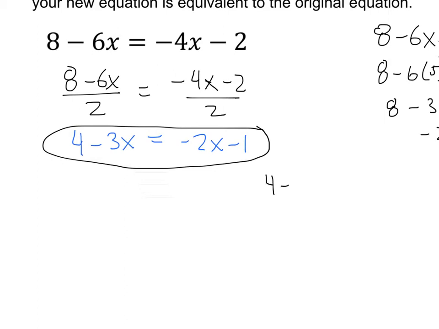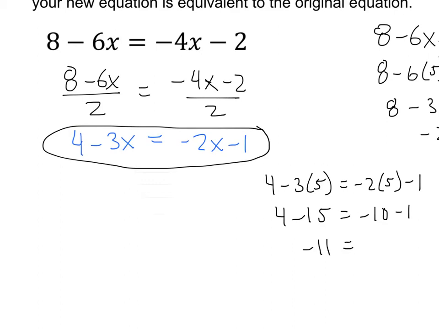So 4 minus 3 times 5 equals negative 2 times 5 minus 1. So this is 4 minus 15 equals negative 10 minus 1. 4 minus 15 is negative 11. And on the right-hand side, negative 10 minus 1 is negative 11. That is true. So 5 is still a solution. Okay, so as long as you do the same thing on the left and the same thing on the right, your new equation will be equivalent. It'll have the same solution.